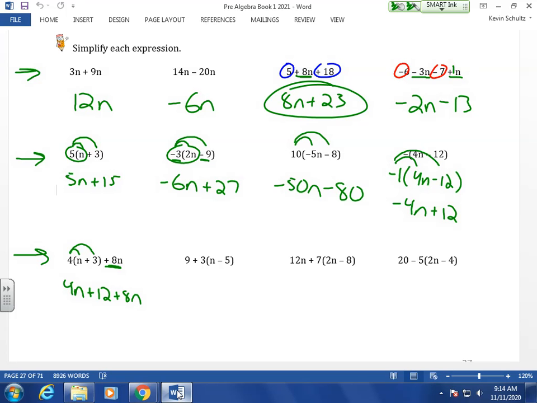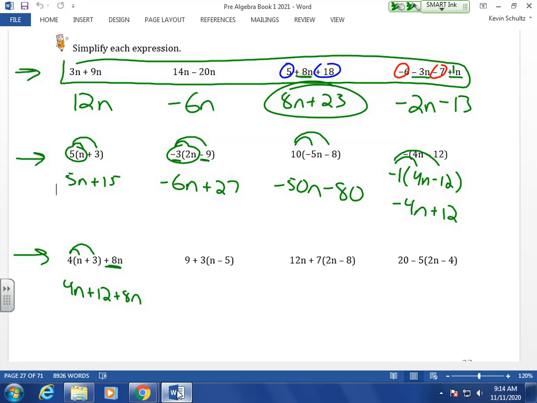Now, though, where do we go from here? Anna. Right. Now it looks a lot like what we had in the top row. With those parentheses gone, now we look for what terms we can combine. We have 4 n's. We get 8 n's more. Total, that's 12. And so we have 12n plus 12.